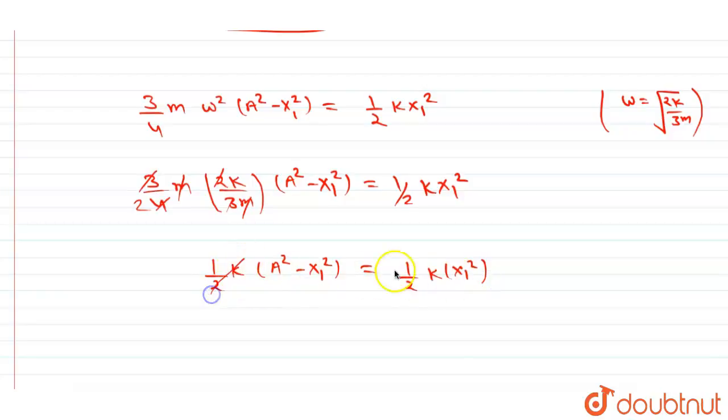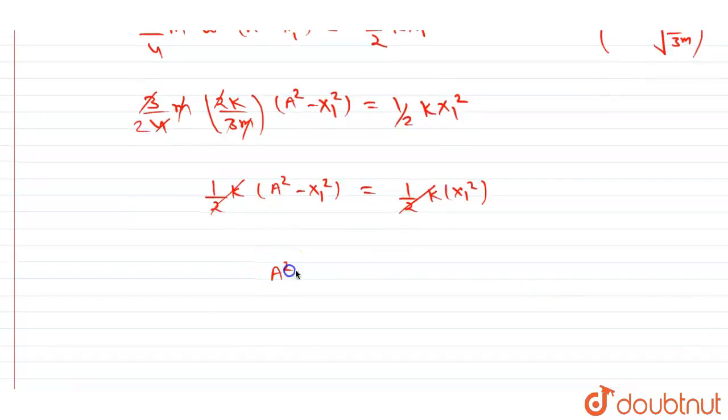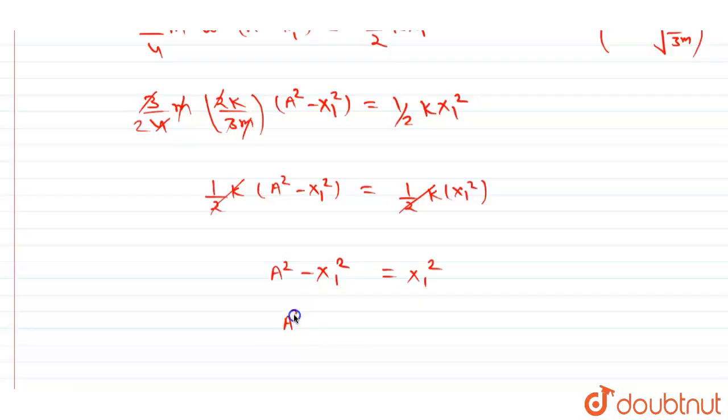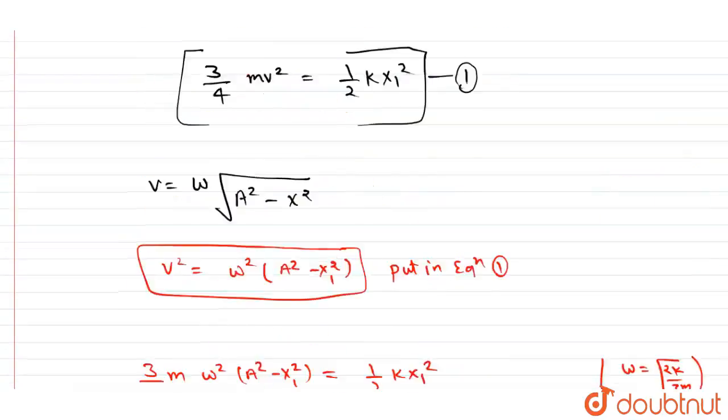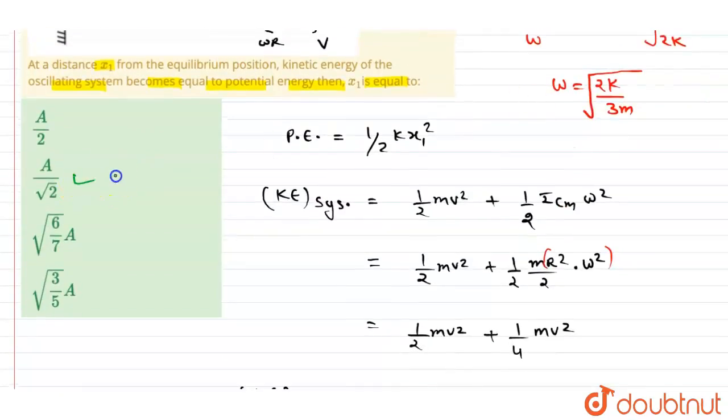From this, half k will be cancelled out. So we have a square minus x1 square, and here we have only x1 square. So you can write a square as 2 times x1 square. So for the value of x1, we can write x1 will be a by under root of 2. This is the answer of our question. Now let us check the options: a by root 2 means this option is the correct answer.